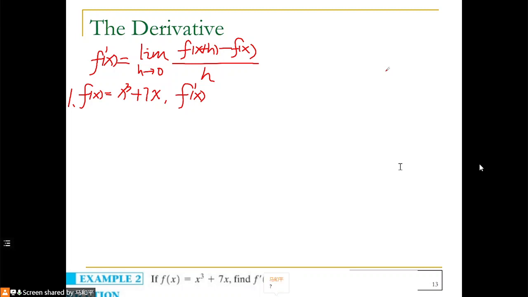Okay, so if you remember this formula, then it's easy for you. In college, not in high school.